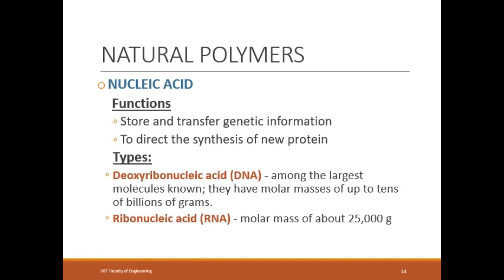DNA and RNA are the two types of nucleic acid. DNA molecules are among the largest molecules known. They have molar masses of up to tens of billions of grams. On the other hand, RNA molecules vary greatly in size, some having a molar mass of about 25,000 grams. Both types of nucleic acid are made up of nucleotides, which are the monomers of nucleic acids.